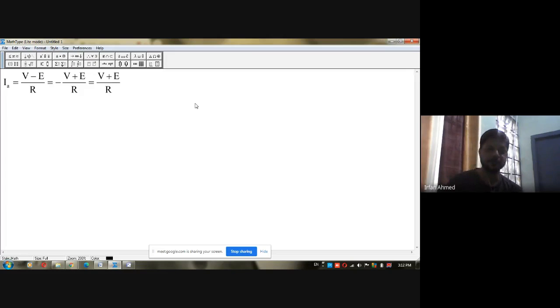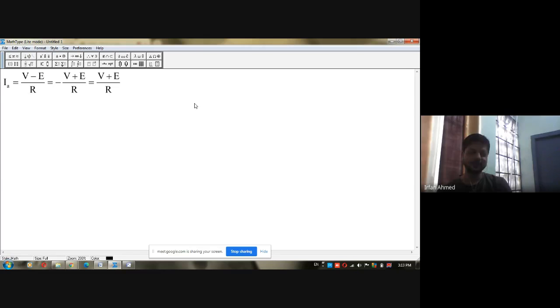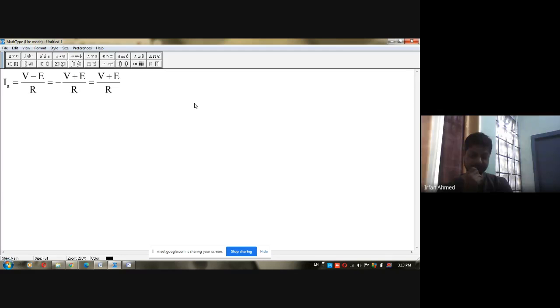Okay. You see the difference? What is the difference? Suman, what is the difference? Sir, here I is positive, but the polarity of E is reversed. Polarity of E is reversed.